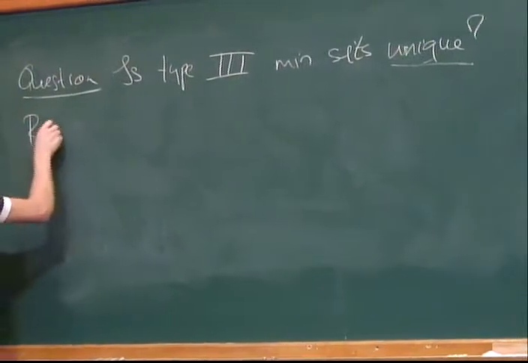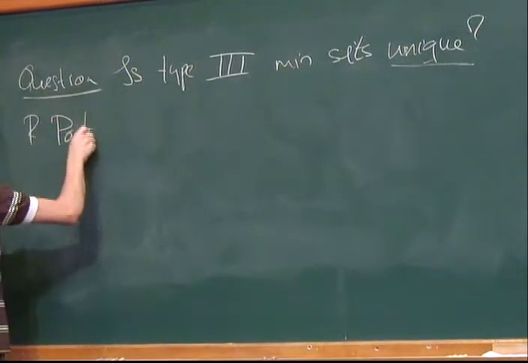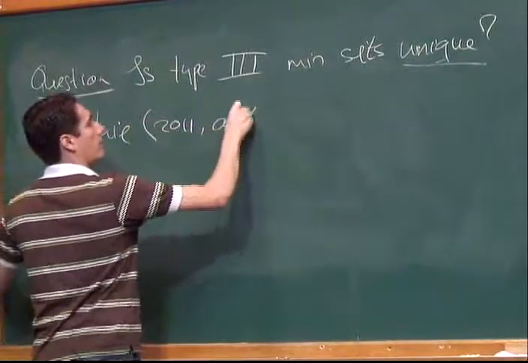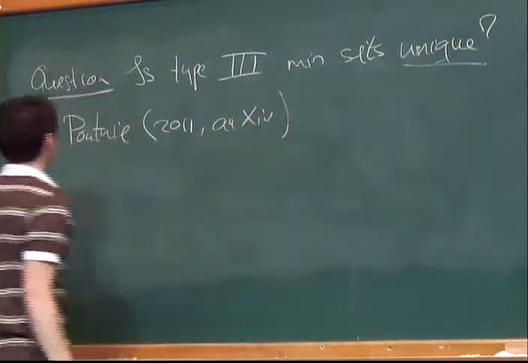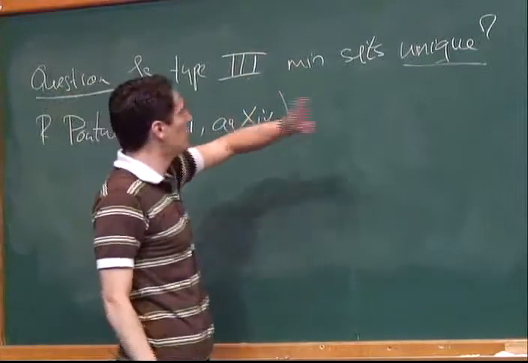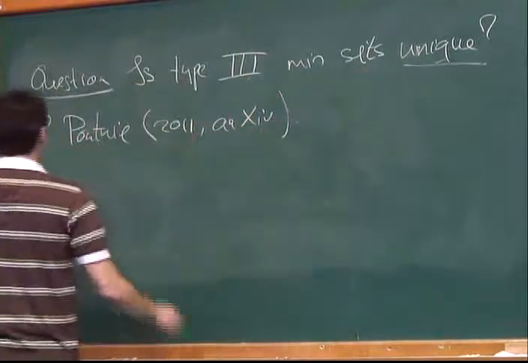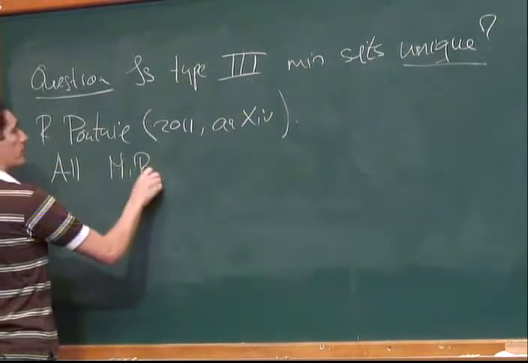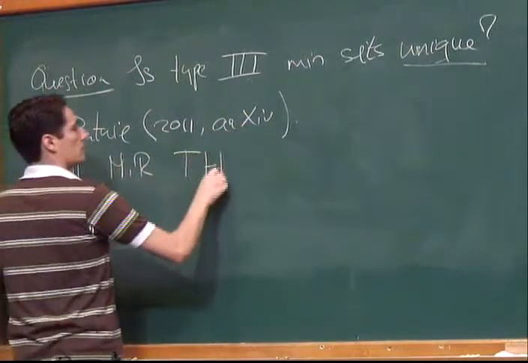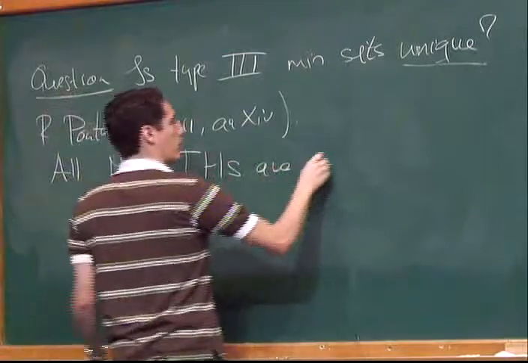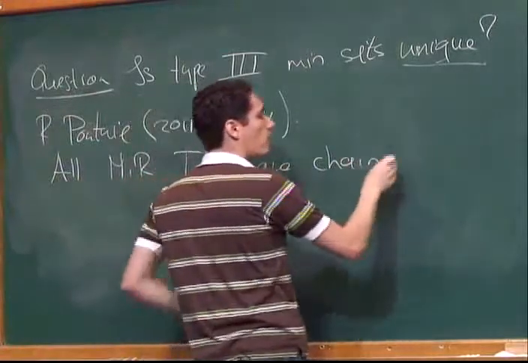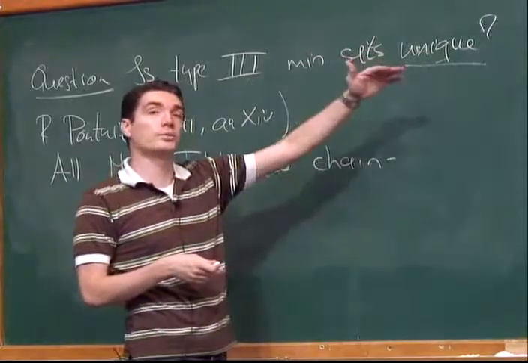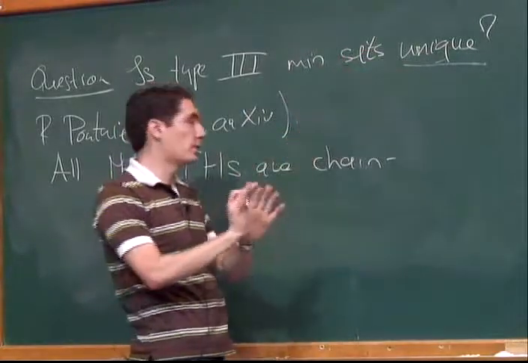But recently, Rafael Potrie, from Uruguay, posted an interesting preprint on arXiv in 2011 that doesn't prove uniqueness, but he did show that all non-resonant torus homeomorphisms are chain recurrent. So they do have a weak kind of indecomposability. It wouldn't show that it's unique, but they are pretty nice.